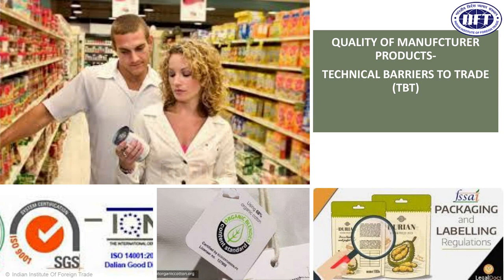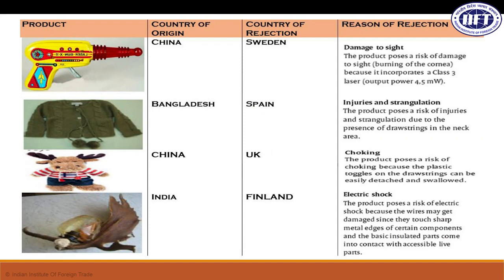So you should know what comes in technical barriers to trade. For example, let me give you certain examples. The country of origin was China. They were supplying these laser guns to Sweden, and they got detained at the port because this particular product had a risk of damage to sight. The other two examples are from the textile product, which were technically in the kids segment from Bangladesh and China, again to the European market.